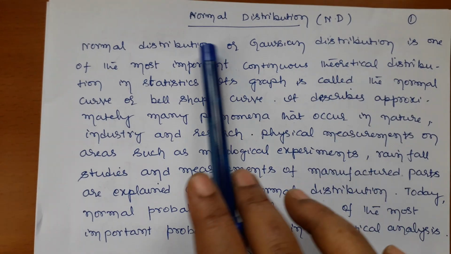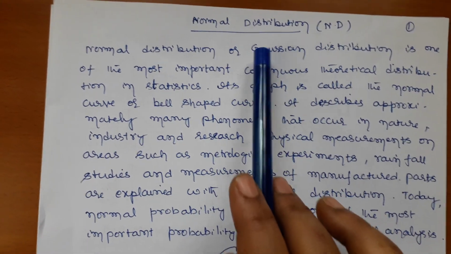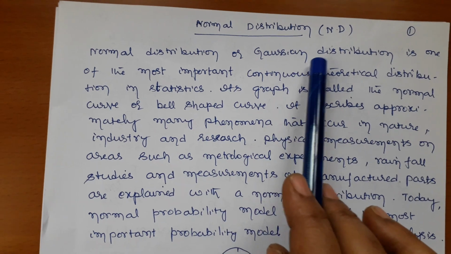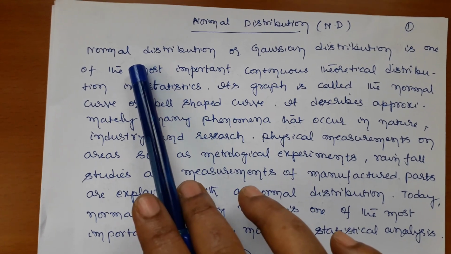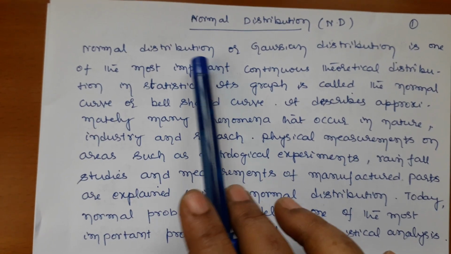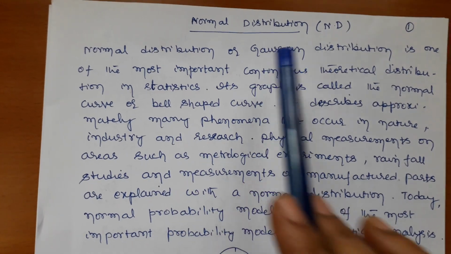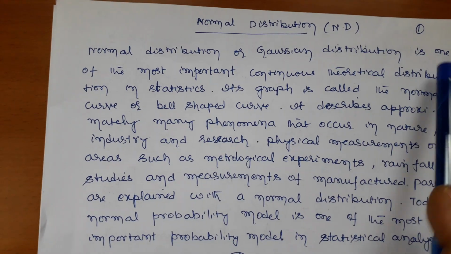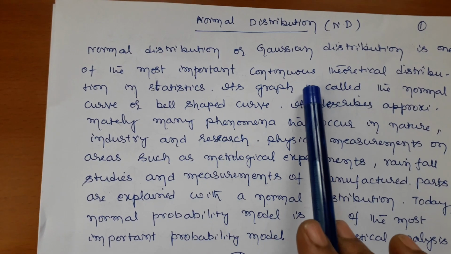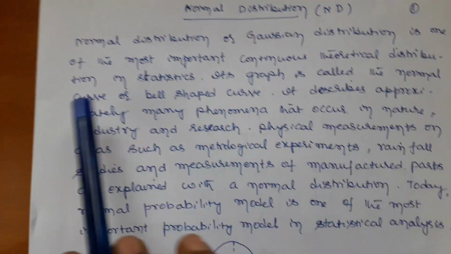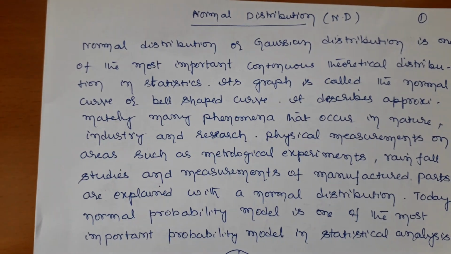In your core subject, they are not going to use the word normal. They are always going to use Gaussian distribution, which is equivalent to our normal distribution. Normal distribution, also called Gaussian distribution, is one of the most important continuous theoretical distributions in statistics.